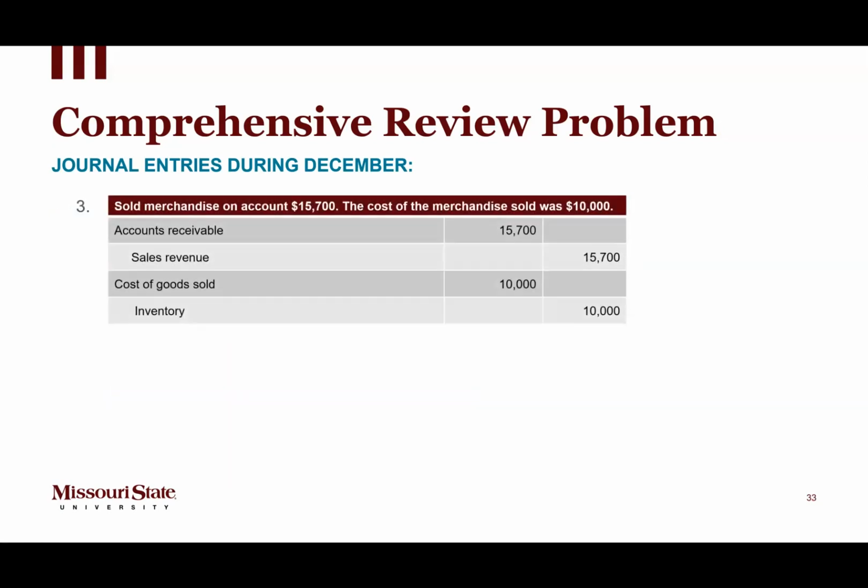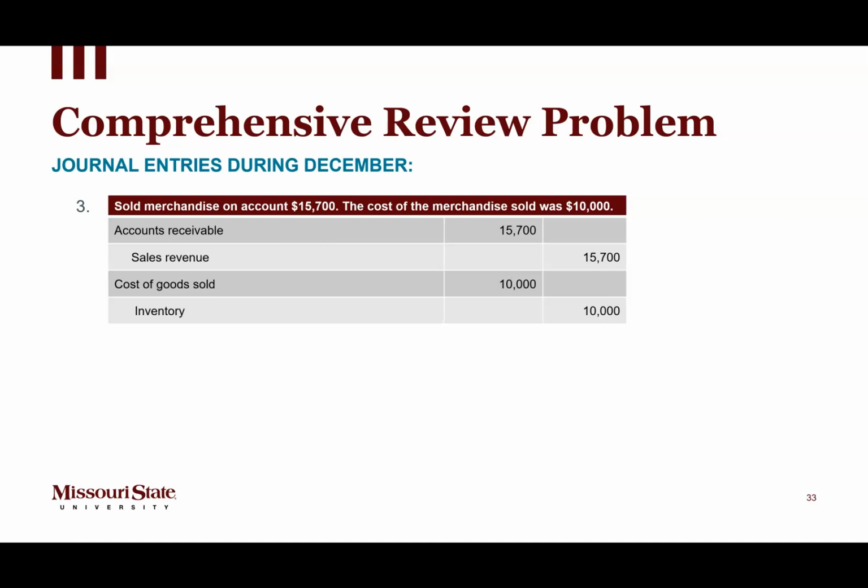Number 3, we sold that merchandise on account for $15,700. The cost of that merchandise that we sold was $10,000. So what are we going to do here? We're going to make a single journal entry, right? We're going to debit our AR because we sold it on account for $15,700. We're going to credit revenue to increase our revenue account because we've earned it, we've sold it. We're in the retail industry, so when we make that sale, we're going to immediately record that revenue, right?